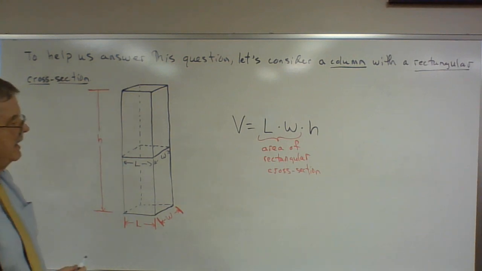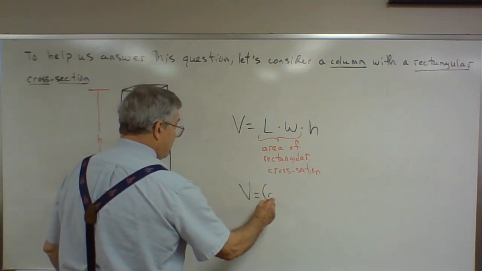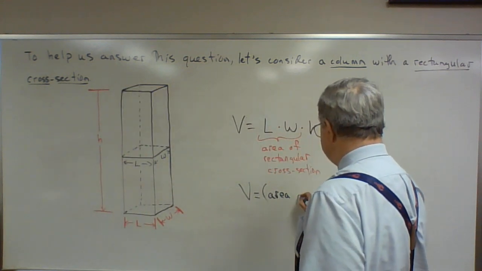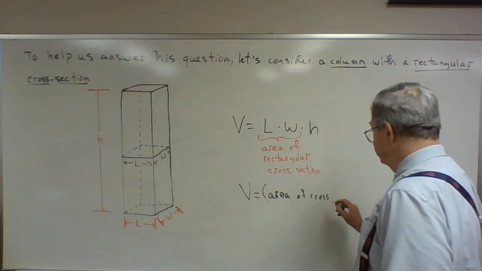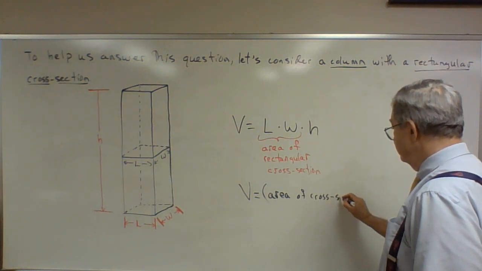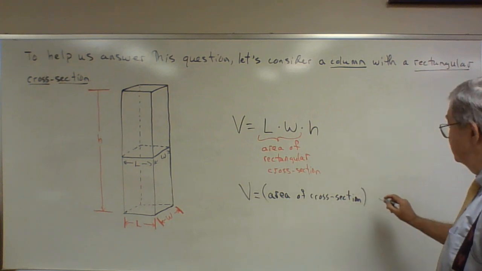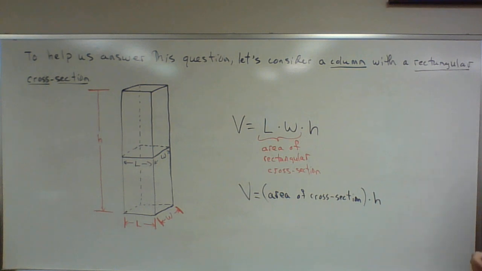So we can say that the volume is equal to the area of the cross section times the height. And that's going to be an important observation.